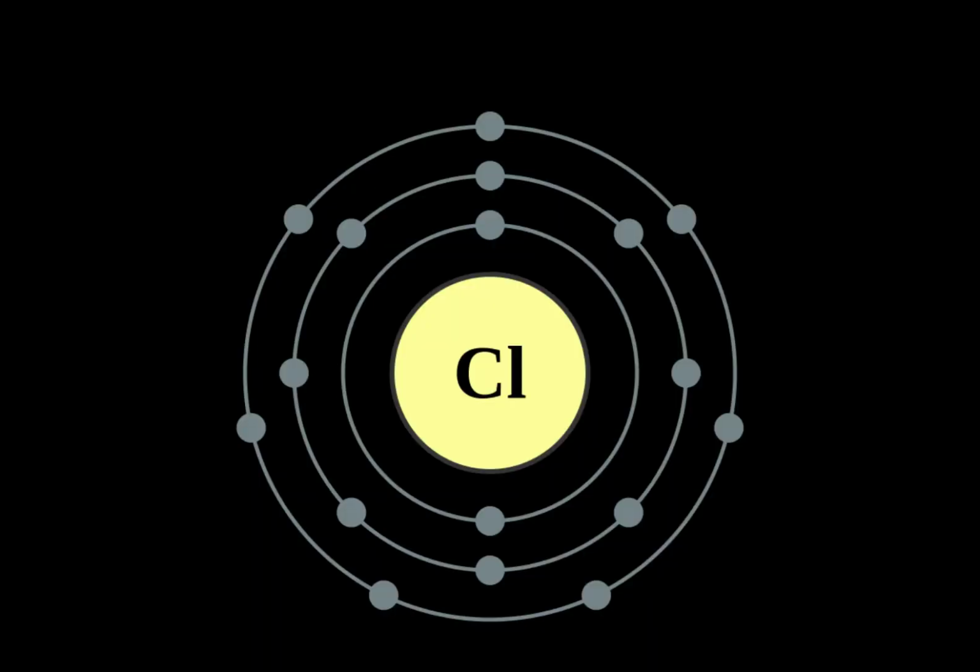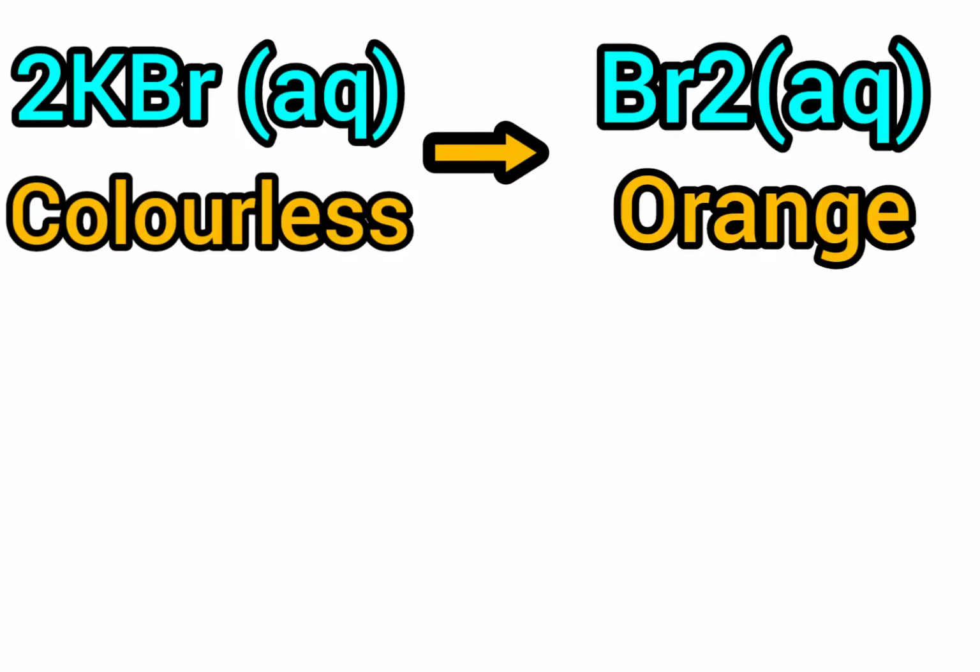Potassium bromide is a colorless compound, but when it reacts with chlorine, it gives you bromine, which is orange, plus potassium chloride. So bromine has been displaced.